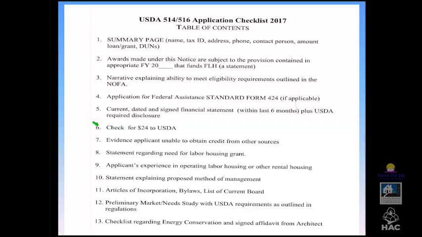The other item I wanted to point out is number 7, evidence the applicant is unable to obtain credit from other sources. This is what we fondly refer to as a decline letter. It could be a letter from a bank saying we don't fund farm labor housing projects, or our interest rates are X percent, which would mean that the project was not financially feasible to provide a low rent for farm workers. So we can help guide you on how to satisfy that requirement.